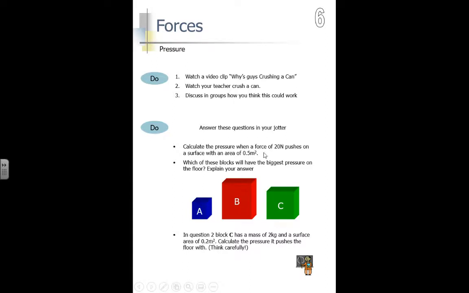In question 2, so that's this one, it tells you that this block has a mass of 2 kilograms and a surface area of 0.2 meters squared, and it asks you to calculate the pressure it pushes on the floor with.